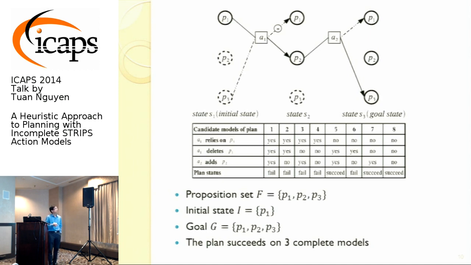P1. Action A2 has one possible effect, P1. So in total, we have three possible preconditions and effects, and so the number of complete models will be 8. Of course, for each model, we can easily check the correctness of this action sequence, whether it achieves the goal or not. In this particular example, the plan succeeds in three complete models.